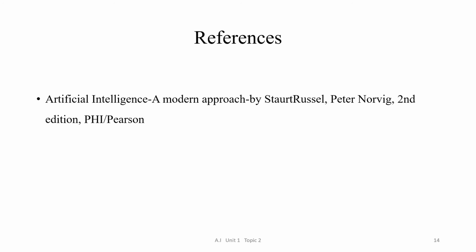References. Our prescribed textbook is Artificial Intelligence: A Modern Approach by Stuart Russell and Peter Norvig. The prescribed edition is the second edition, but in the market we have the fourth edition by PHI and Pearson.